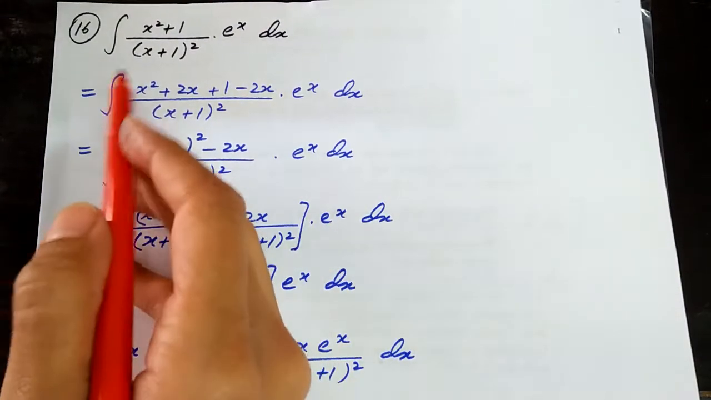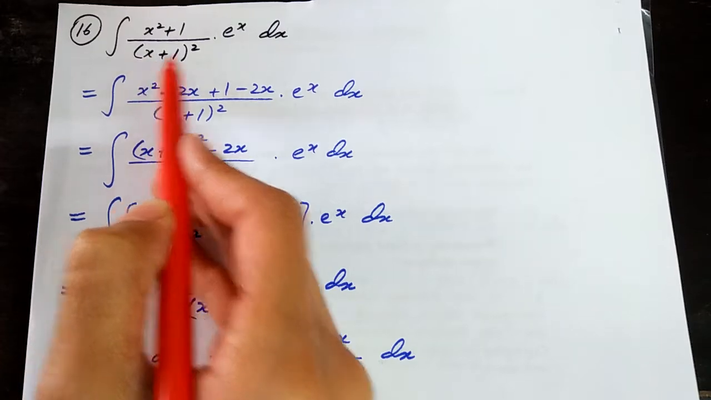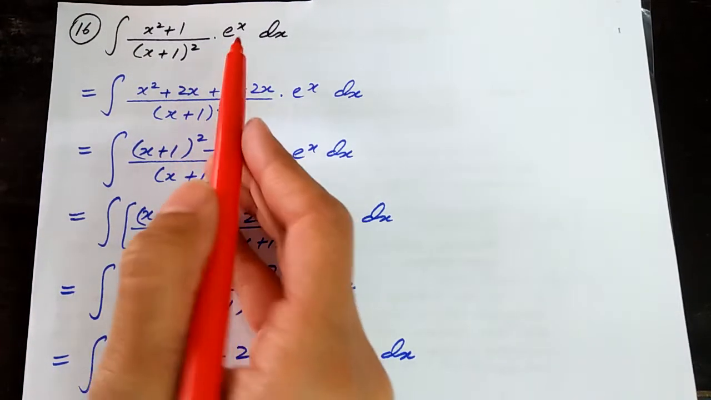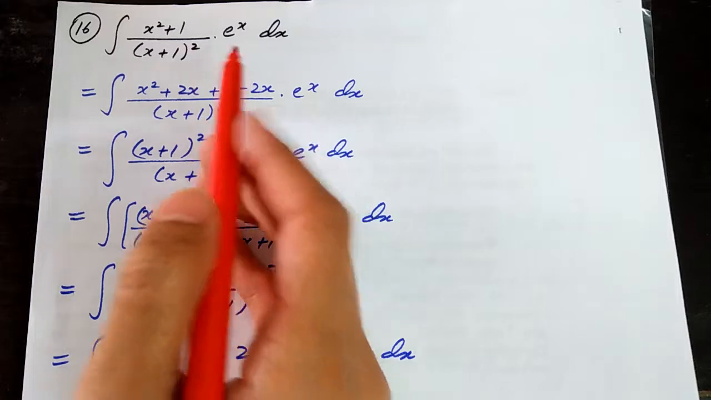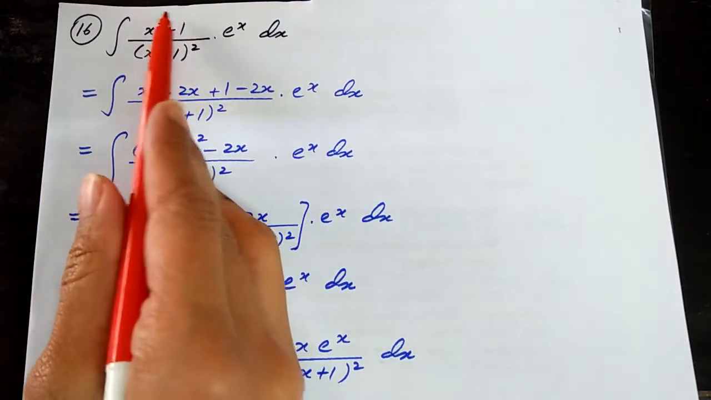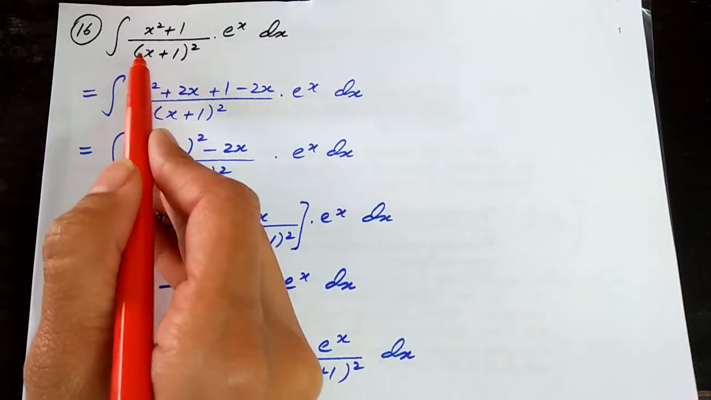Exercise 4.3, question number 16. Integrate (x square plus 1) divided by (x plus 1) whole square into e raised to power x dx. Before using the integration by parts, we must simplify this question. Just make complete square in the numerator, because we see this is an improper fraction.